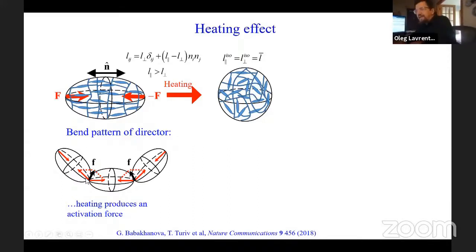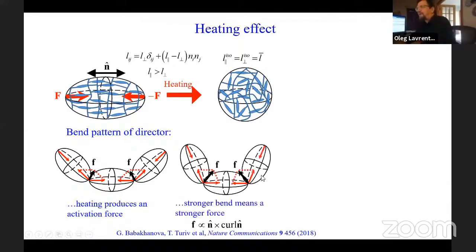If you look at the point at which two ellipsoids meet with each other, you would realize that these two forces belonging to different elementary ellipsoids do not cancel each other. Instead, they produce a resulting force shown by this black arrow that is directed towards the center of the circular pattern. If the radius of curvature is smaller, then this force is larger.